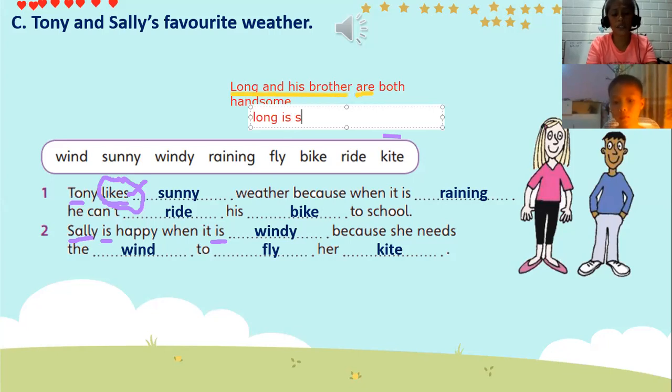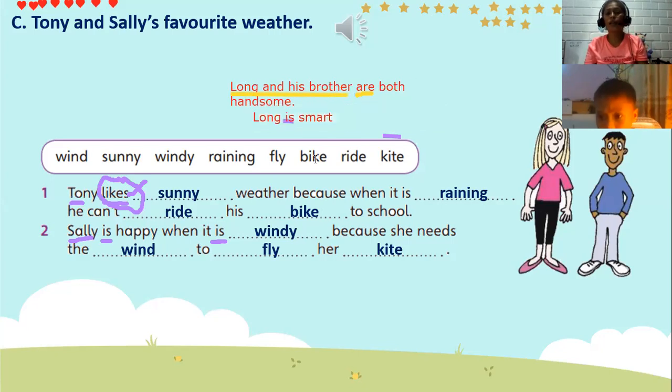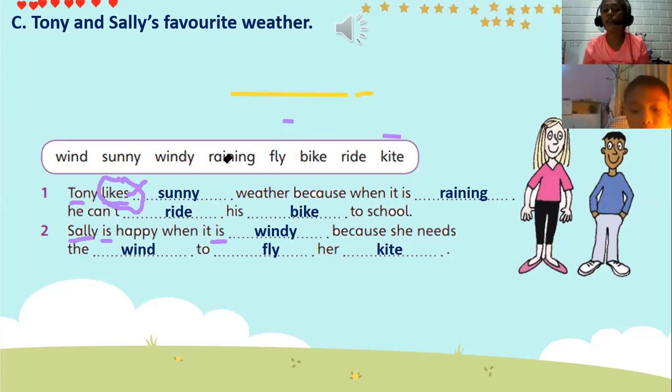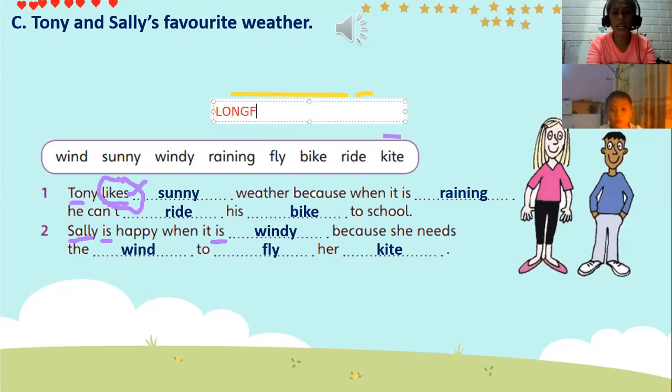Okay, but when I say long is smart. Okay, so long is smart. I will say, look at S. Why do I use S? Because he has only one. Very good, Long. Because long is only one. Do you understand that? Okay. Yes. Long is smart. So I use S because long is only one.